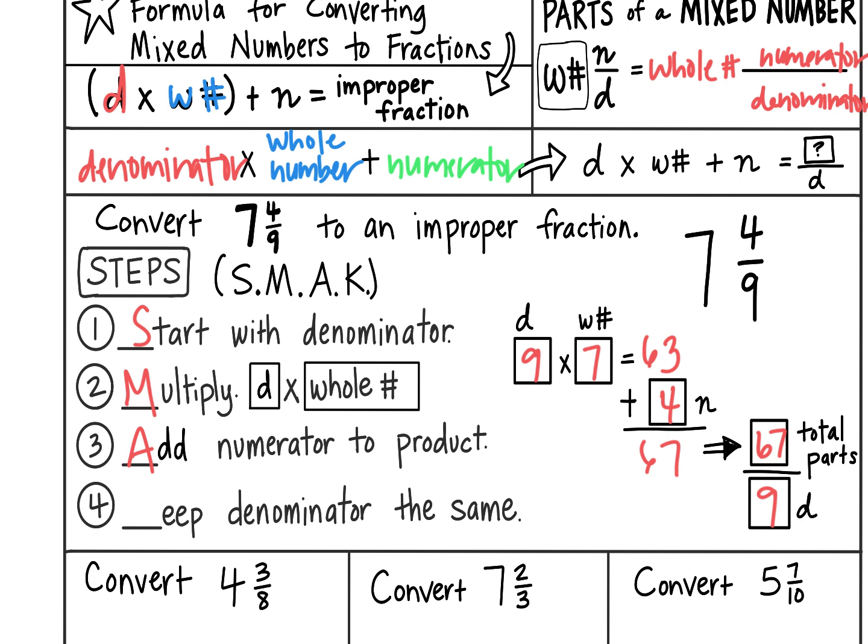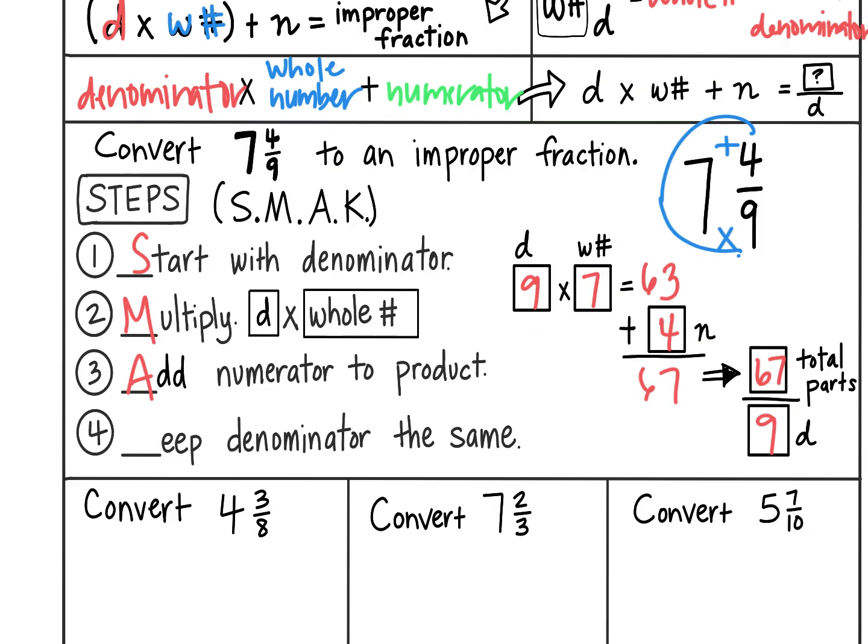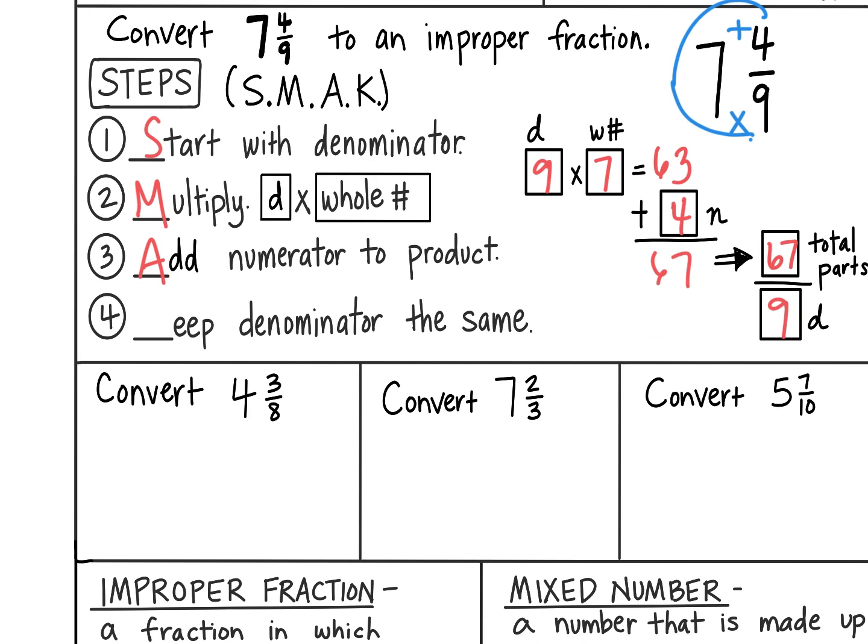Okay, so you're working backwards. It's kind of like a backwards C motion. So you start at the bottom, you go this way, and then you end at the top. You just multiply these, add these. That's your top number. The denominator does not change. Okay? All right. So the K means keep the denominator the same.